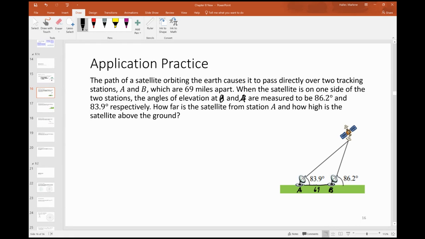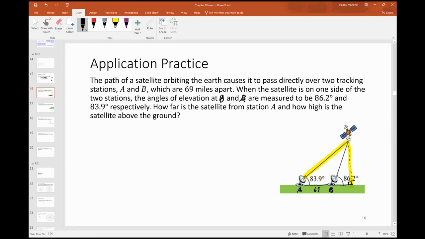So how far is the satellite from station A? That's this distance here, and we want to figure out what that is. And how high is the satellite above the ground? We're going to have to drop a perpendicular here to find the height above the ground. So we're kind of making a second triangle, aren't we? We have a perpendicular that we dropped, and the other thing we want to find is this height above the ground.